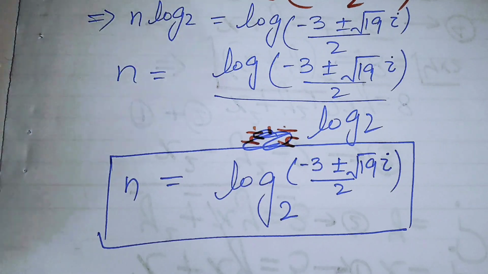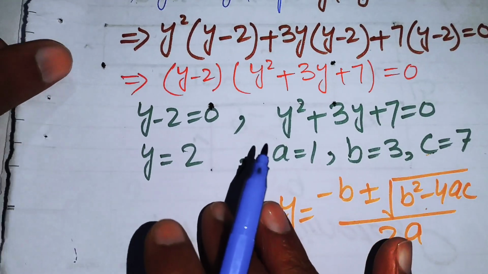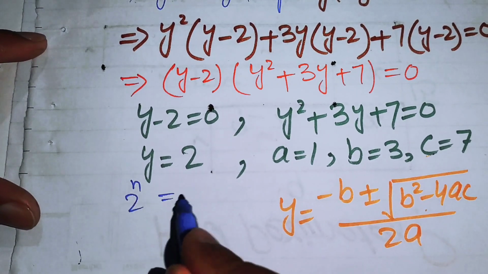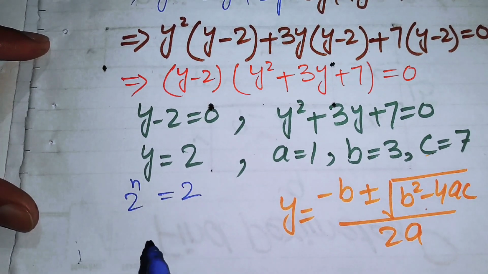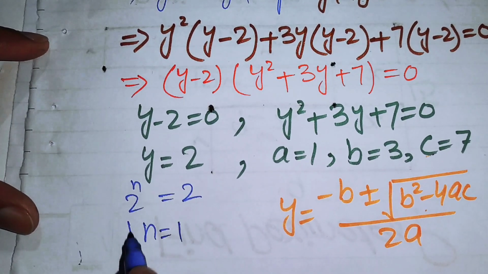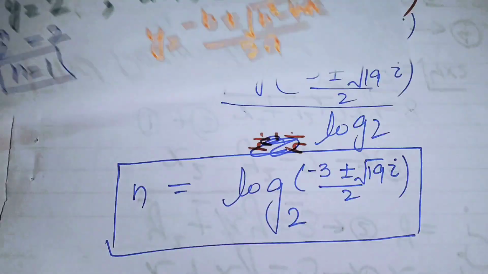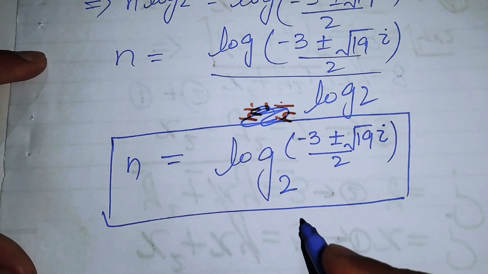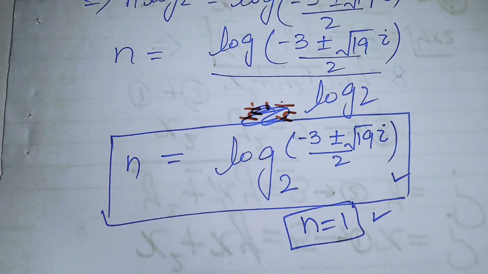And now in the first case we have y equals 2. When we back substitute the value of y here, you obtain 2 to the power of n equals 2, and when we compare both sides, you easily get the value of n equals 1. So this is the third root of this question. These are the two complex roots, and n equals 1 is the real root. So these are the three roots of the given question, and this is the final answer.